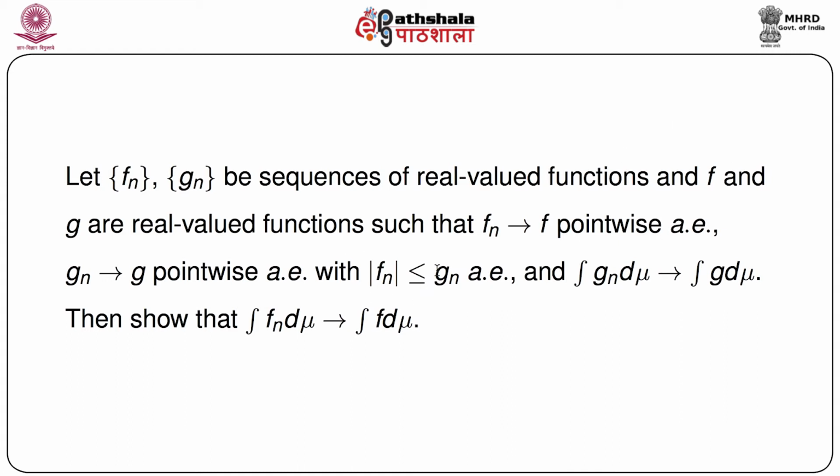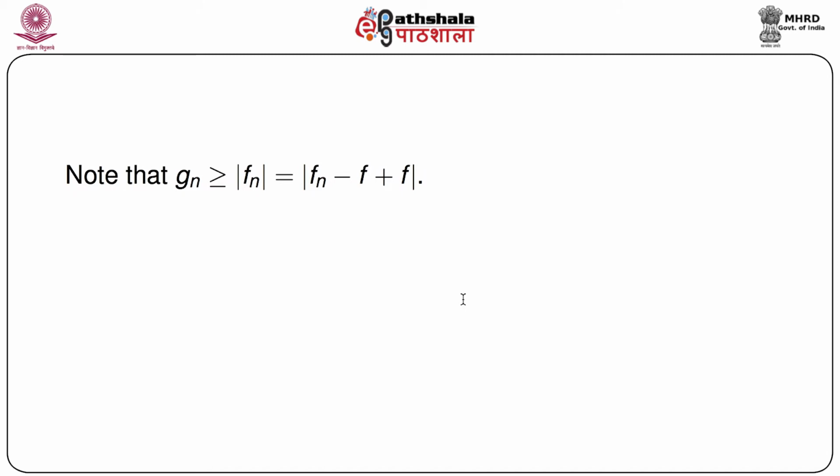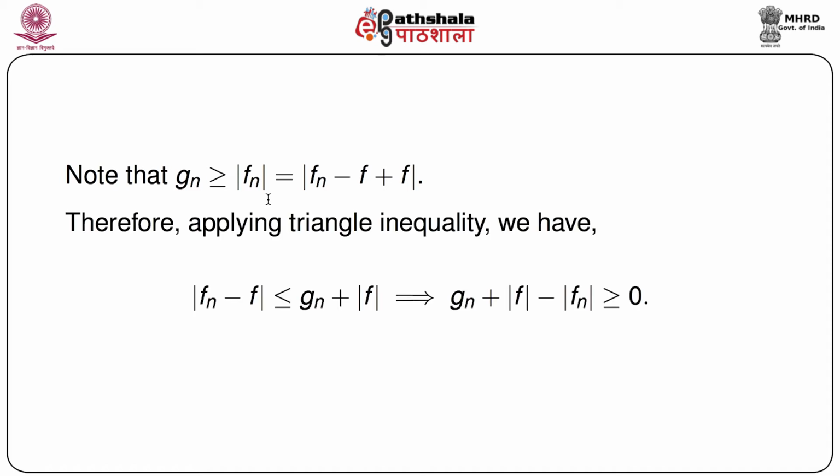Note that the condition modulus of f_n less than or equal to g_n is very important. So how to prove this? First note that g_n is greater than or equal to mod of f_n, which equals mod of (f_n minus f plus f). Then by the triangle inequality, we immediately have mod of f_n minus f less than or equal to g_n plus mod f, which implies g_n plus mod f minus mod f_n minus f is greater than or equal to 0.